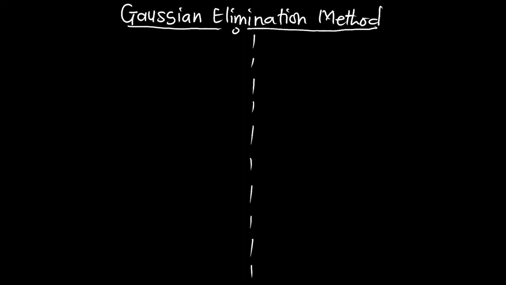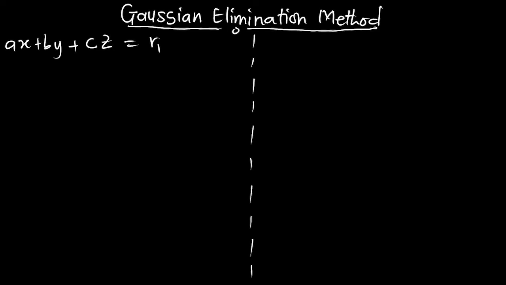In this episode, we are going to consider the Gaussian elimination method. This method is used to solve a system of linear equations using the matrix approach. So let's assume we are given some system of equations as, say, ax plus by plus cz equal to r1.